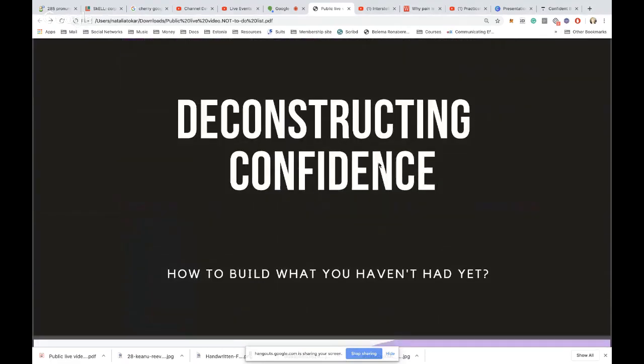And I want to finish this session by deconstructing confidence. Obviously, in order to speak a foreign language very well, and to increase the quality of your communication in a second language with your business partners or with people who surround you every day, you need to be very confident. You know that many people don't understand what confidence actually means, and they believe that somebody else can inject confidence in them. I want to deconstruct that, and I want to answer the question, how do you build what you haven't had yet? Right?